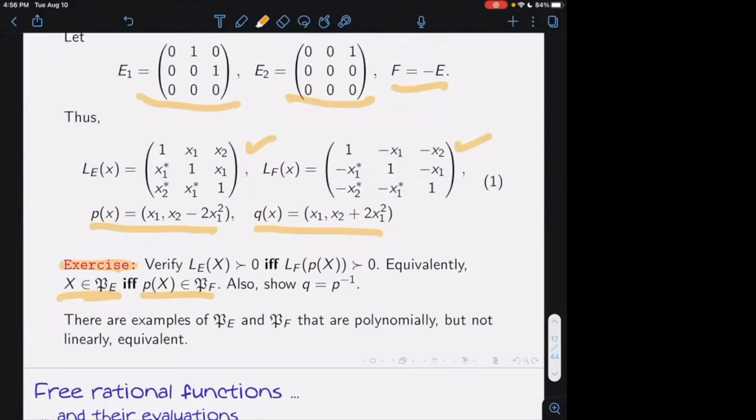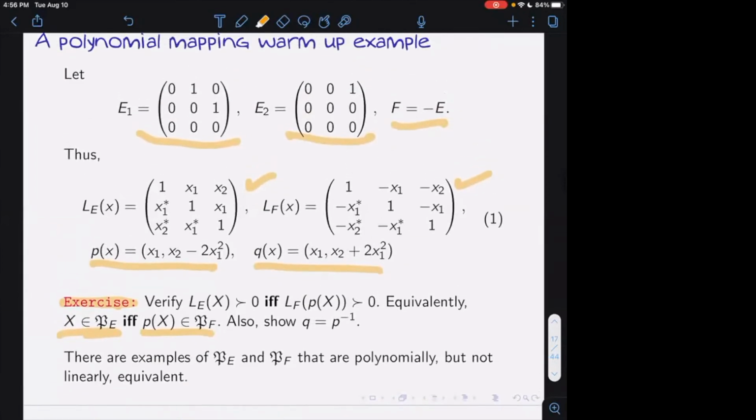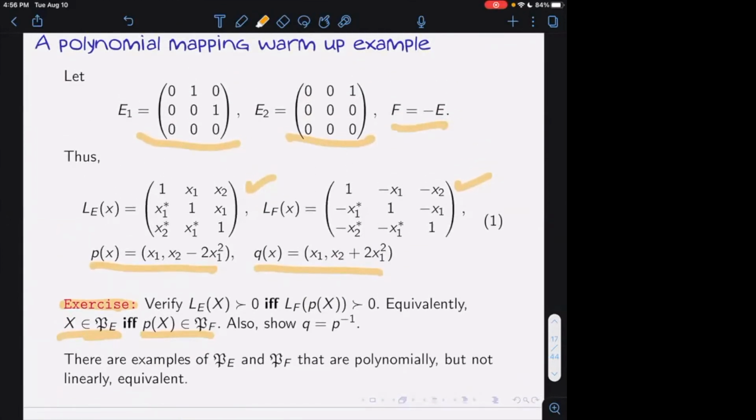Okay, and in this example, well, it's rather simple. You can actually check that P and PF are actually linearly equivalent. I think you just send X1, X2. Don't quote me on this, but I think X1, X2 goes to X1 minus X2. Is it still a linear equivalence between the two? But there are examples where the spectrahedra are polynomially but not linearly equivalent.